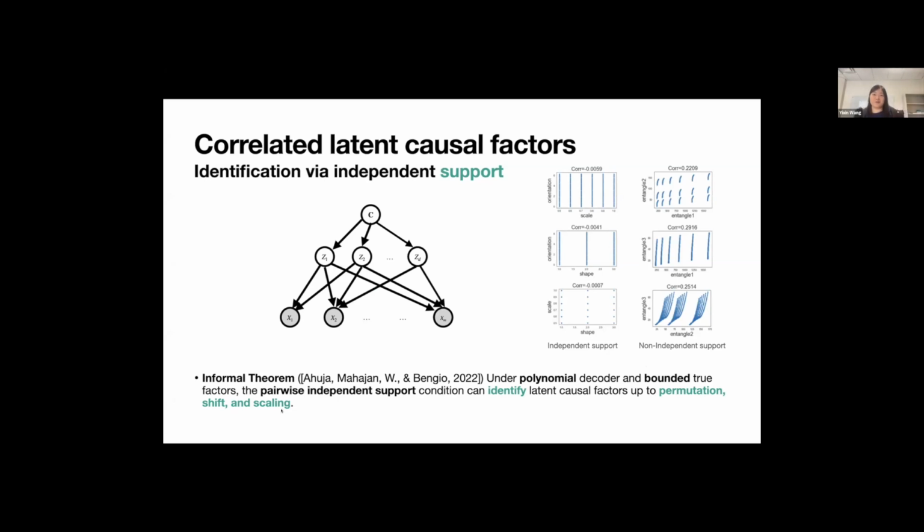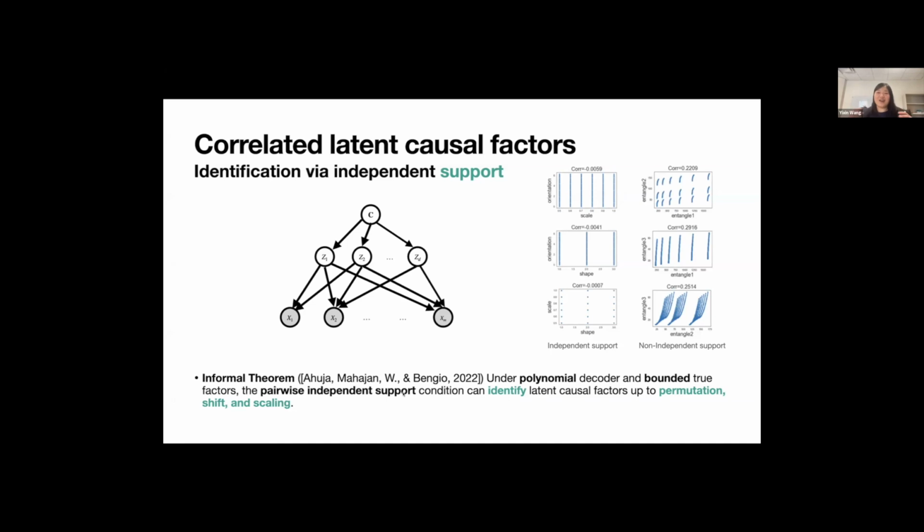The intuition was exactly revealed by Chandra's question: we use the polynomial decoder to get to linear identification, and the pairwise independent support turns out to be able to break linear identification and give us identification. The most important intuition for why independent support helps is this visualization: if I make a scatter plot of two variables, it occupies a rectangular space.